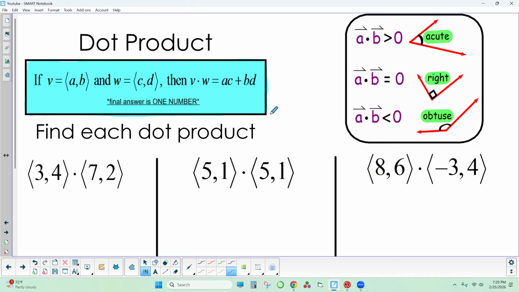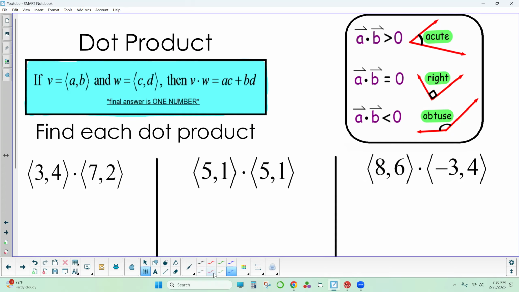Now, what does this dot product tell us? If you look over here on the right in the box, if your dot product is a positive value, then the vectors point roughly the same way. So they would make an acute angle or possibly even be parallel. If the dot product is zero, then the vectors are perpendicular, or what we call orthogonal. And if the dot product is a negative value, the vectors point opposite ways, so they create an obtuse angle. Okay? So let's look at these three examples.